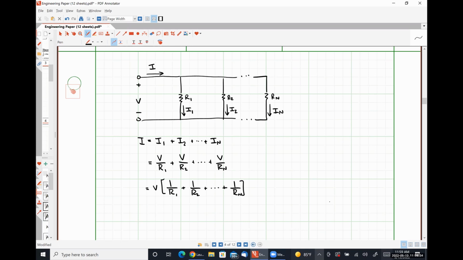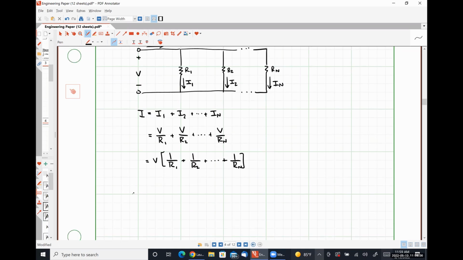Okay. So V is simply I, our total current, divided by 1 over R1 plus 1 over R2 all the way out to 1 over Rn.